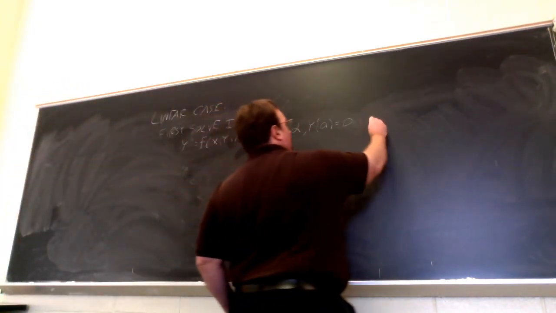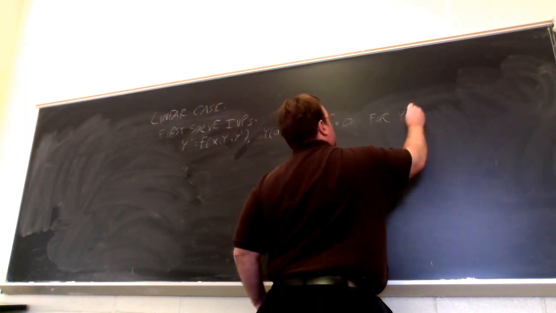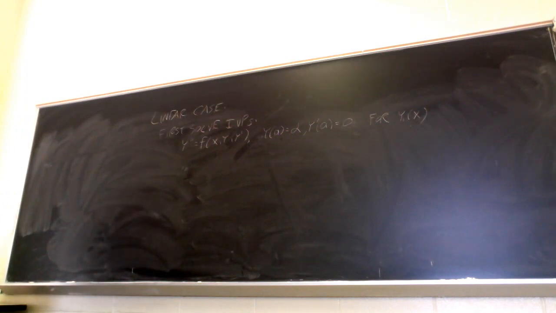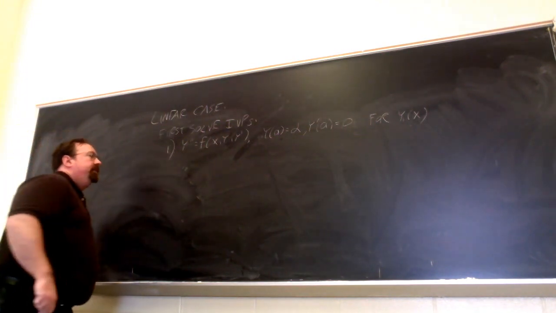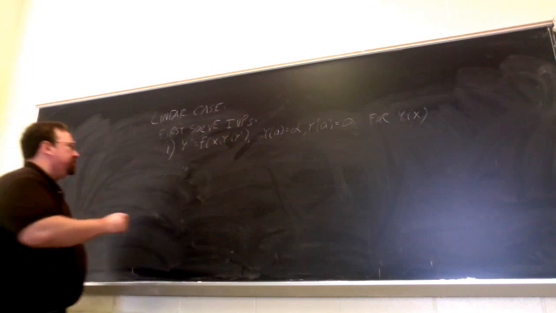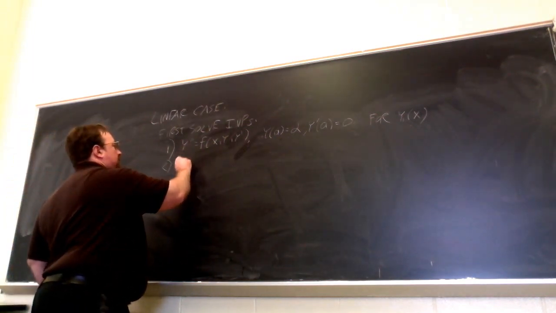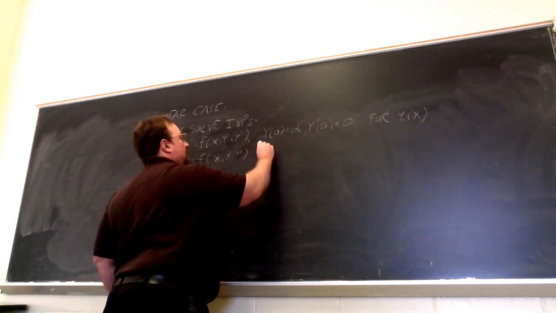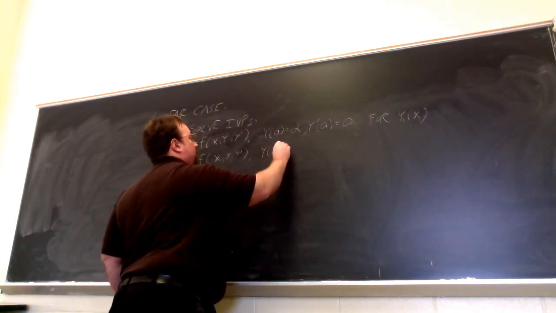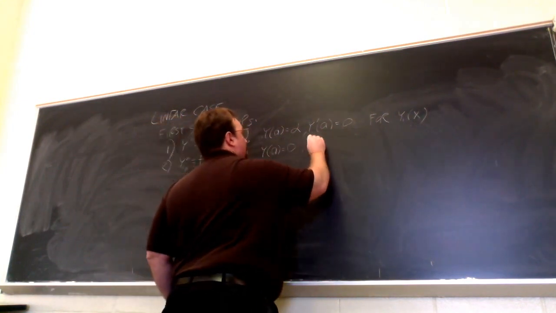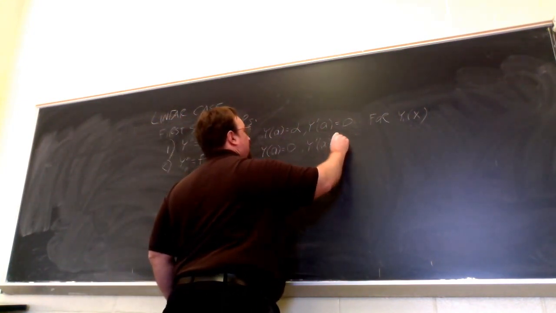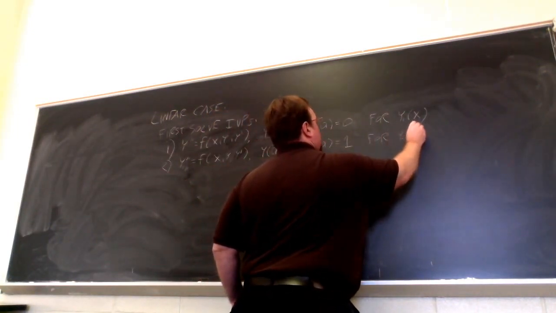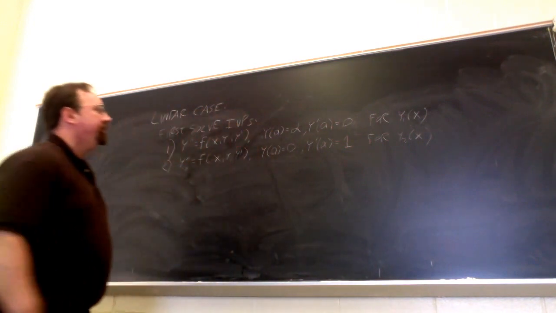And our solution to that problem, we'll call it y1 of x. Okay. And then the second problem, y double prime, so same ODE, y of a equals 0, and y prime of a is 1. And we'll call that solution y2.